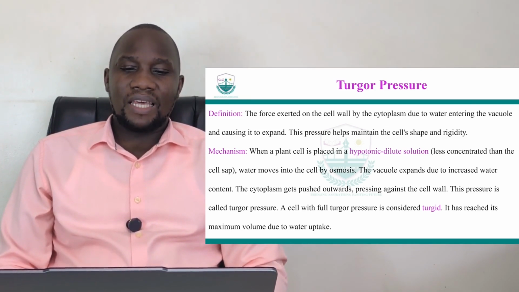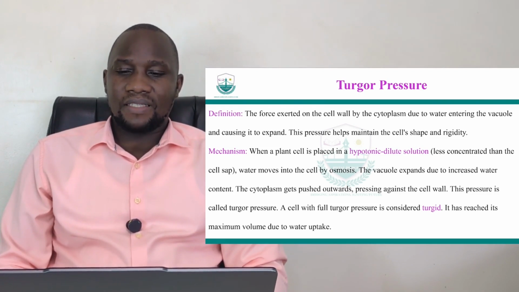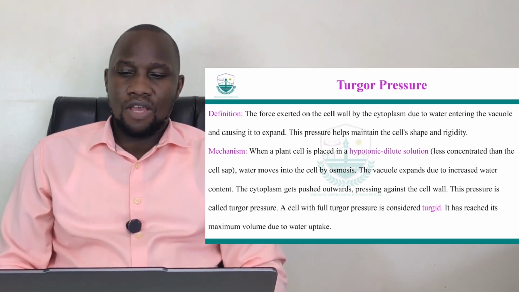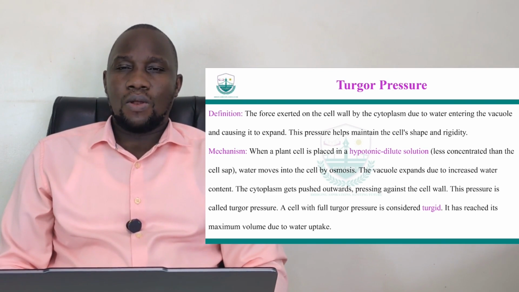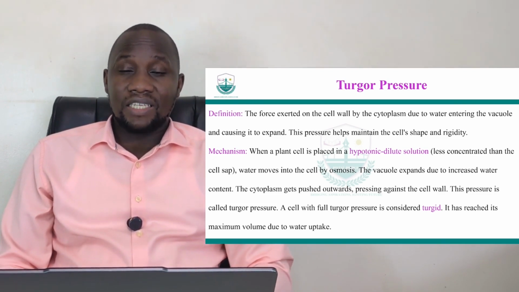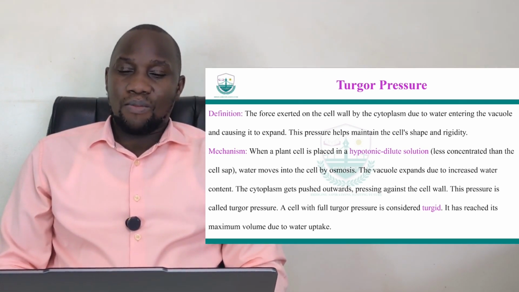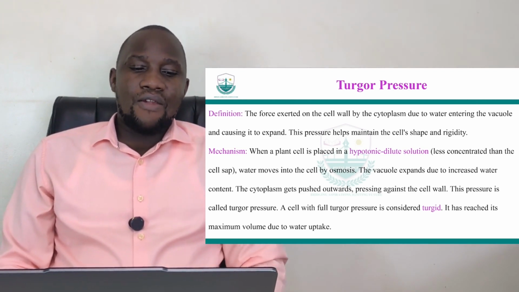Now here, we are saying that turgor pressure is the force exerted on the cell wall by the cytoplasm due to the water entering the vacuole, causing it to expand. And this pressure helps in maintaining the shape and the rigidity of the cell. This is particularly very important given the fact that plant cells actually have the cell wall, and that cell wall is very important in maintaining shape and also that rigidity.